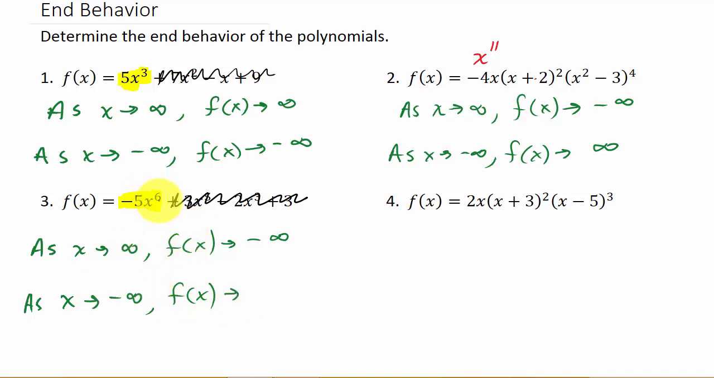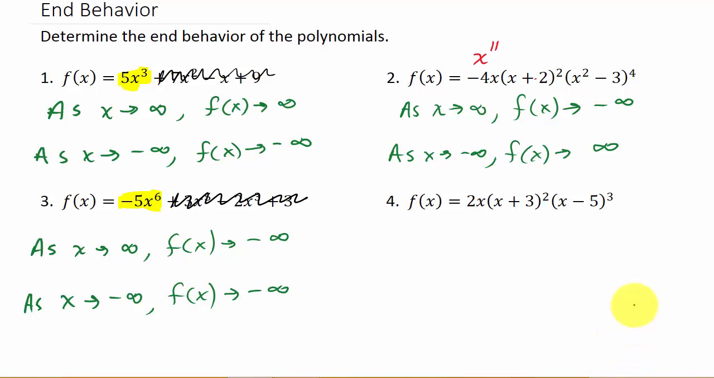All right, so I've got a negative number and I'm raising it to an even power. So anytime you raise a negative number to an even exponent, that's going to give you a positive. Okay, so then I have the positive times this negative 5 is negative, so that's negative infinity. All right, so now let's look at this one.